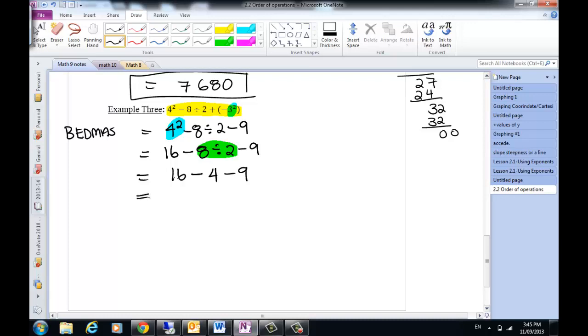And now I can simplify this finally. There's 2 more steps here if you want to do it the long way. So back to BEDMAS. I've only got subtraction, so 16 minus 4 is 12. And 12 minus 9 is 3. And that is my final answer.